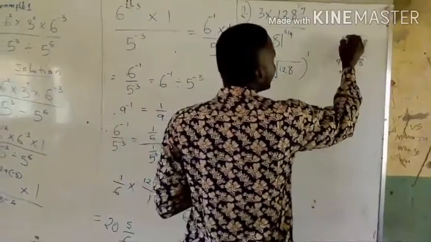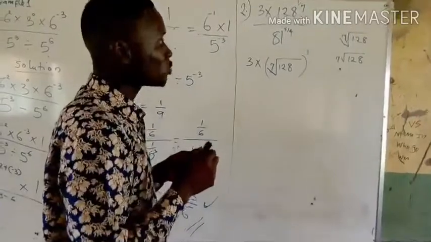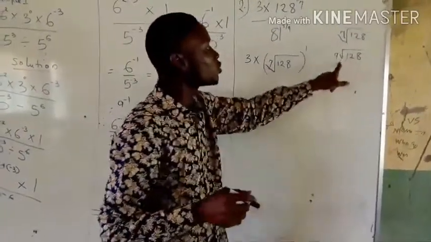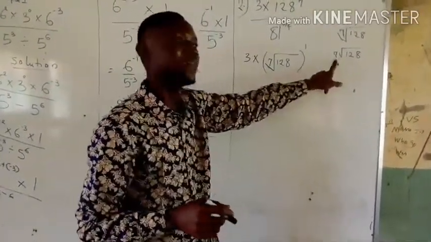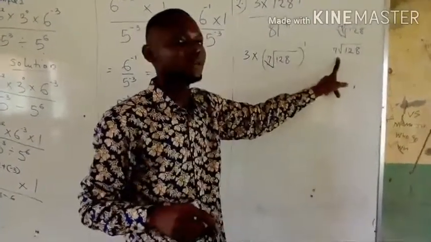Now you can see that the 7 is on top inside the roots. That means we are taking the 7th root. But this one will take the square root, then multiply by 7. I repeat, this and this are different.